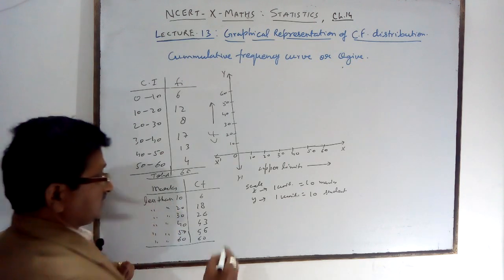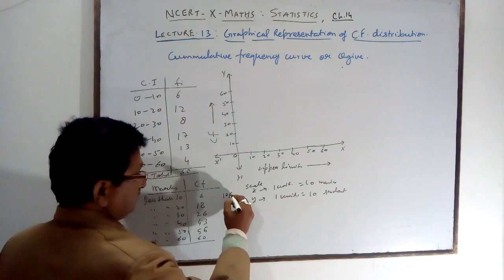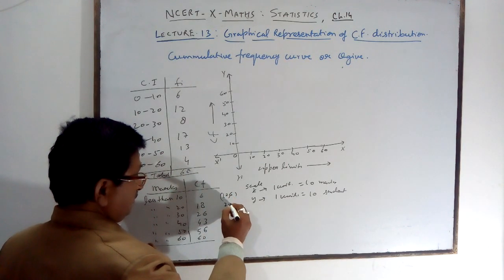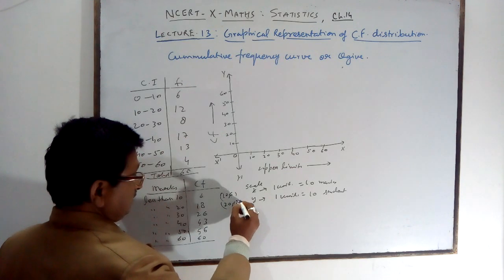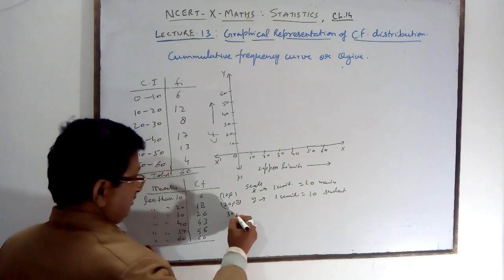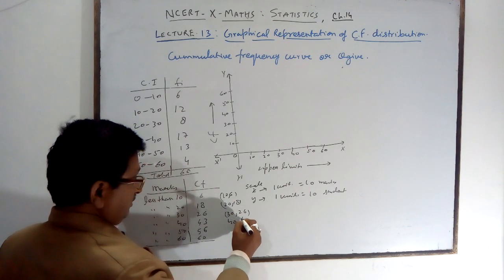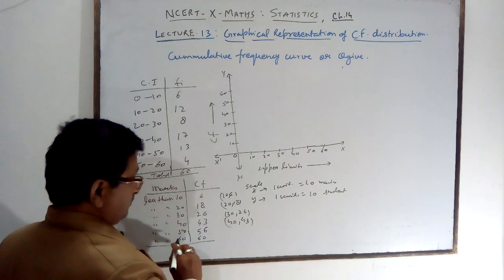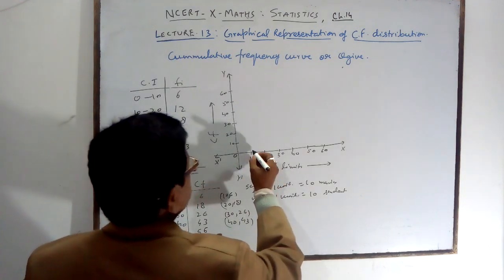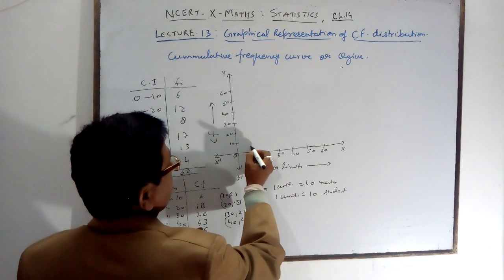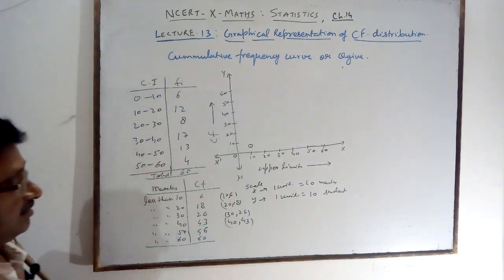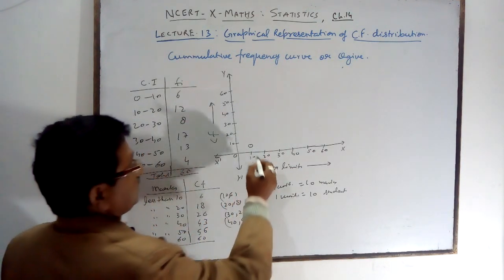First is 10 comma 6. Here what will you get? 20 comma 18. Like coordinate geometry, X comma Y: 30 comma 26, 40 comma 43. So you will take here 10 comma 6. 6 means 4, 5, 6 you are getting. Put a dot in the graph like this. It is 10 comma 6, then 20 comma 18.